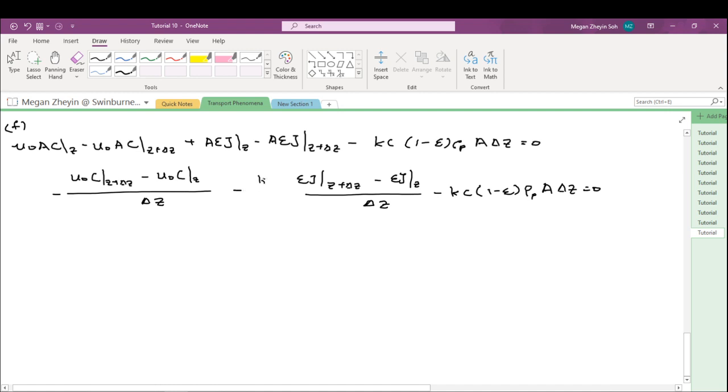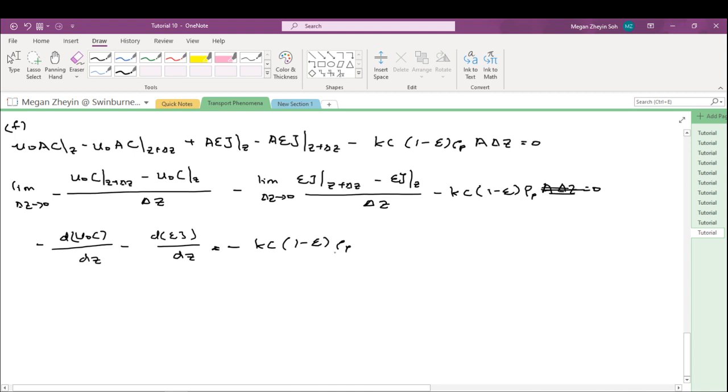Then we take the limit as delta Z approaches 0 for both of these, and we should get negative U d C over dz, minus dJ over dz, minus Kc rho P. Oops, sorry, this one should not be here because we have divided it. It equals 0.